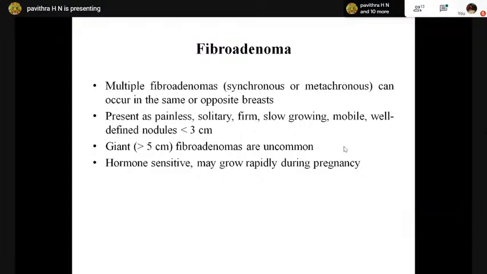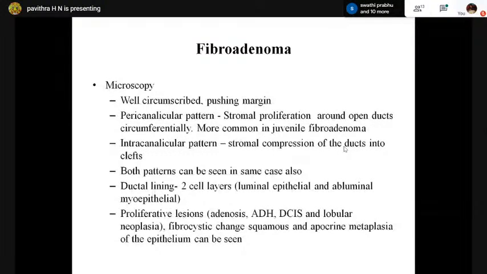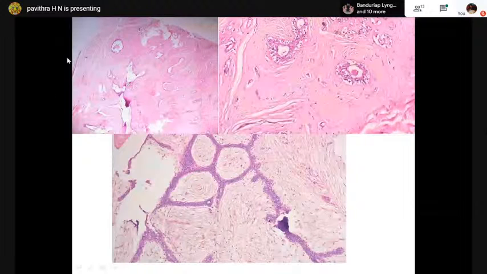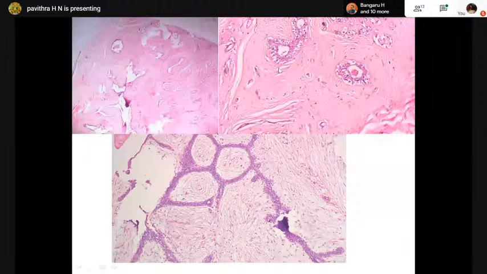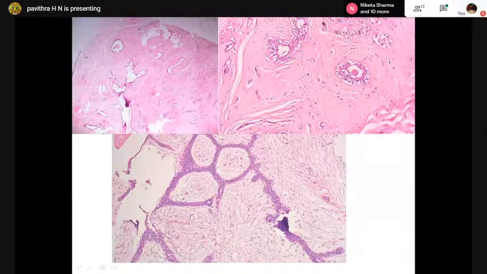And they are usually, I'll show you with the pictures, the patterns. This picture, a photomicrograph, shows a well circumscribed lesion with the proliferation of the epithelial and stromal component. The below picture shows compression of the ducts by the stromal cells. So that is known as the intracanalicular pattern.